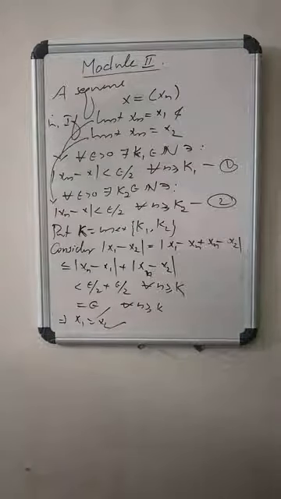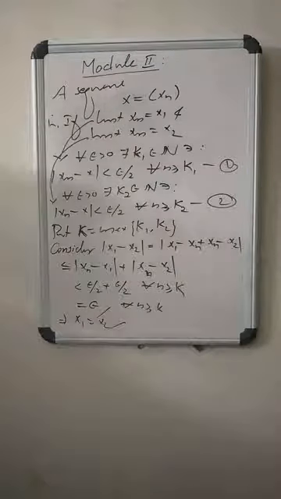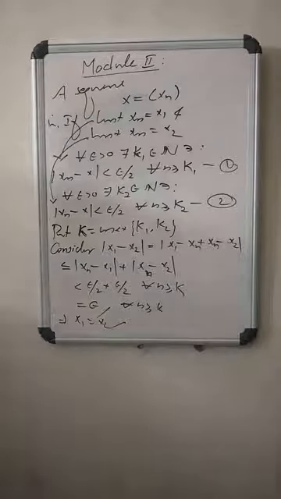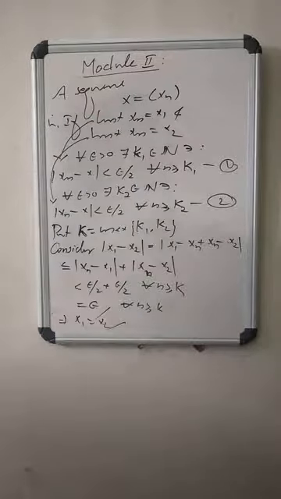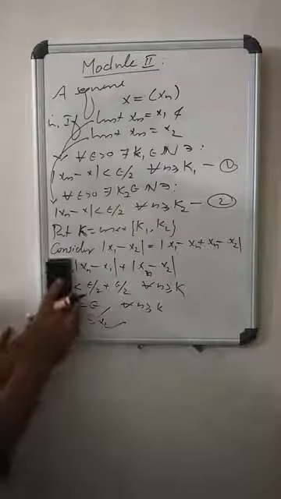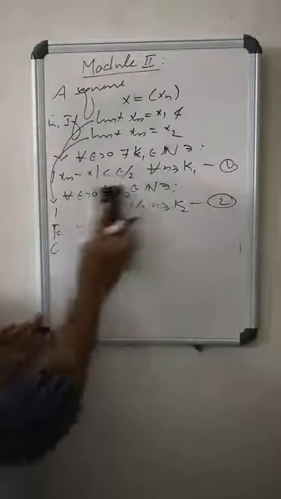So the limit of a sequence is always unique. That means if the limit of a sequence exists, then it has at most one limit. A sequence has at most one limit. That is, if the limit of a sequence exists, then it must be unique. Okay.